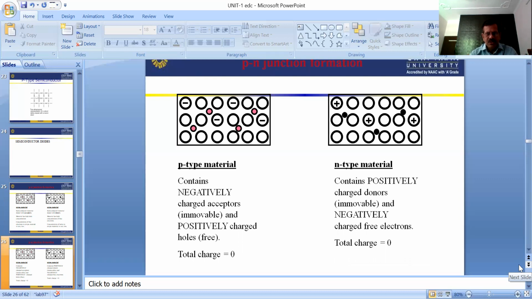In P-type material, you see here, it contains negatively charged acceptors, immobile, and positively charged holes, free. The total charge is 0 because the number of electrons recombine with the number of holes. So the total charge will be 0. N-type material contains positively charged donors, that are immobile, and negatively charged free electrons, so the total charge will be 0.